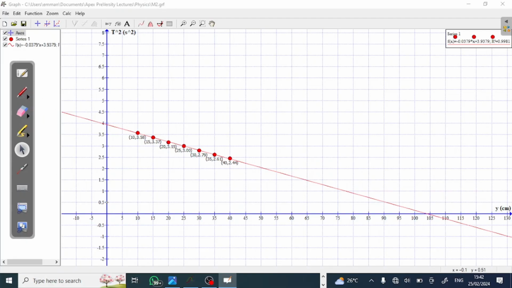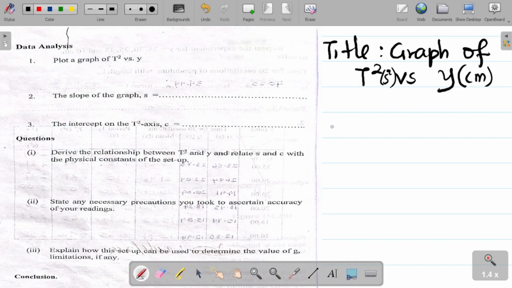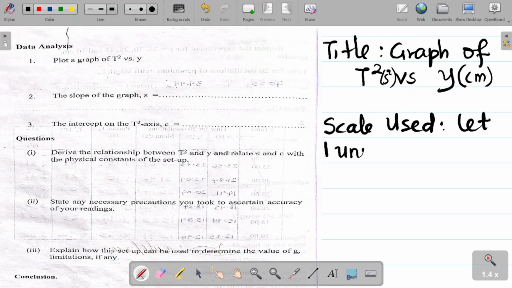From this point to this point is called 1 unit. And 1 unit is equal to, if I look at the t-square axis, we can see that from here to here, 1 unit is about 0.5. So I'll say let 1 unit, so to be scale use, every graph must have title and scale use, please. Scale use, I would say let 1 unit represent or be equal to 0.5 in second squared.